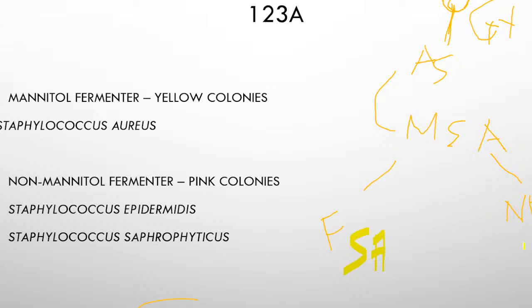If it's a non-mannitol fermenter, it's only one of two things. It's either Staph epidermidis and Staph saprophyticus, SSP. That's our shortcut when I was working there in the Philippines. Now, how do we differentiate these two? We use novobiocin test. Novobiocin: one is positive, one is negative.